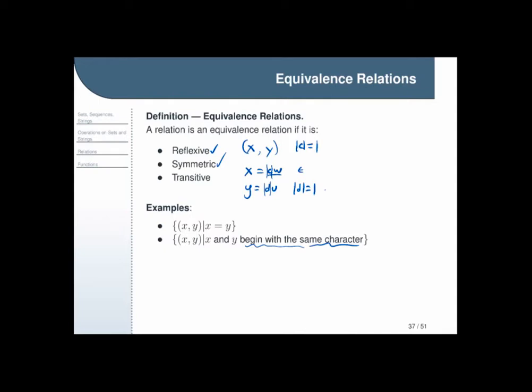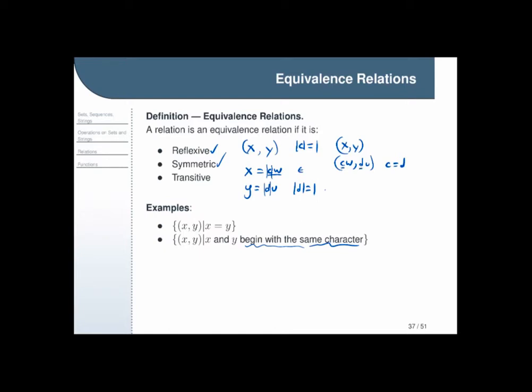Now I can say something about what it means when x is related to y. If x is related to y, what I'm saying is that my rewrite of x, CW, and my rewrite of y, DU, tells us that C is equal to D. These two things have to be the same, right?